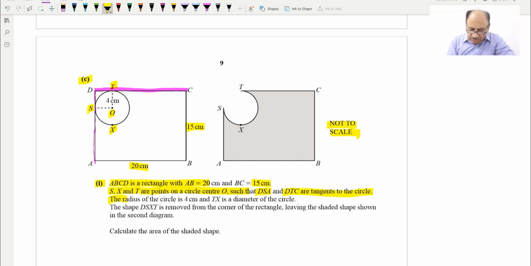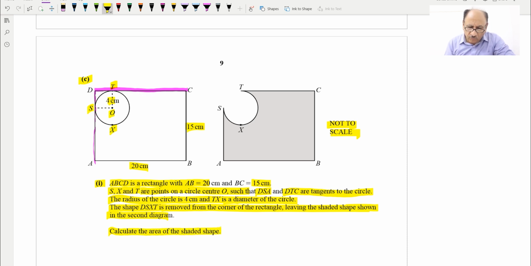Then they are saying the radius of the circle is 4 centimeter. It's already given, and TX is a diameter of the circle. The shape DSXT is removed from the corner of the rectangle, leaving the shaded shape shown in the second diagram. So calculate the area of the shaded shape.